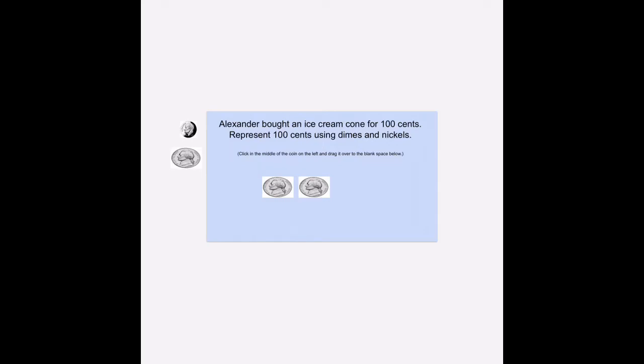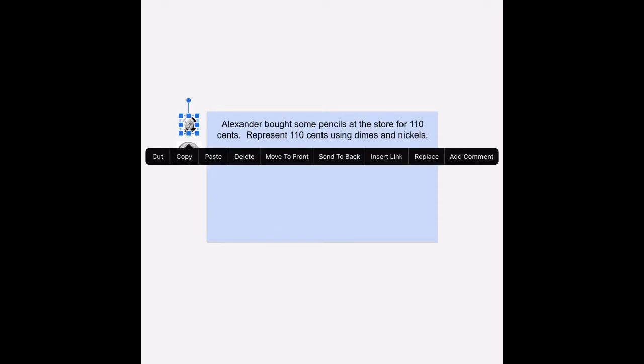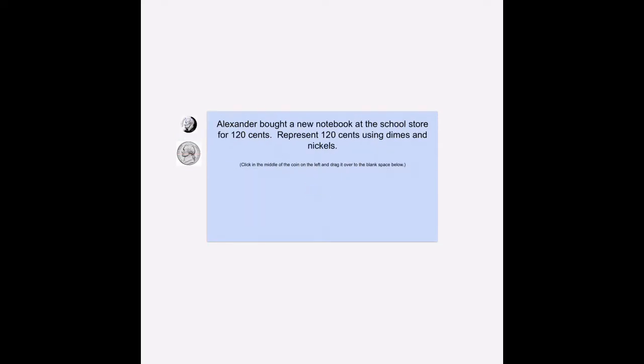When I'm ready to go to the next one, I can click on the slide at the bottom and it's going to bring me to the next slide. I'm going to represent 110 cents this time. Same thing, I can click one time on the coin, copy, then click in the blue one time and paste. Click in the middle and drag it over. Now I'm going to go to the next slide. I can keep going the same way.